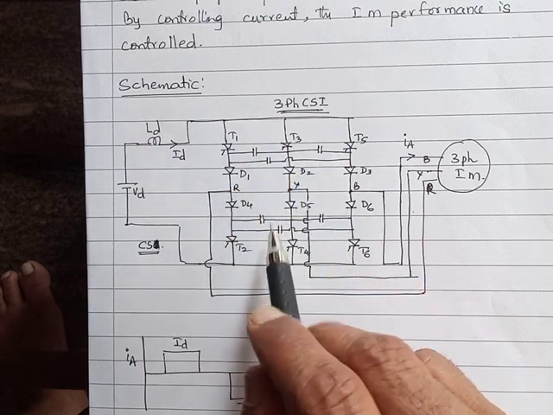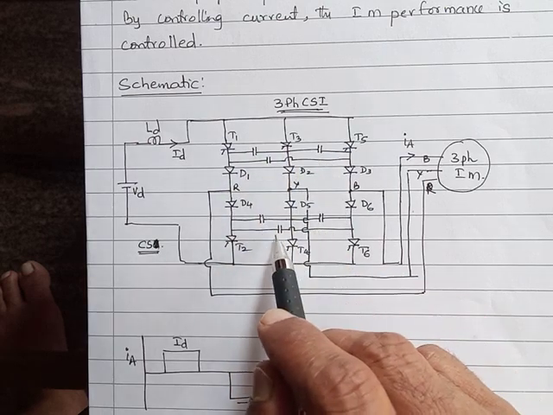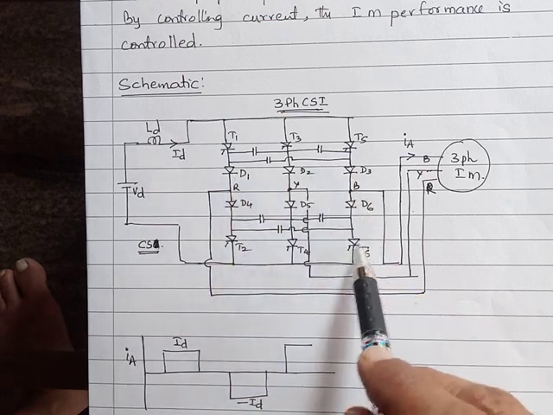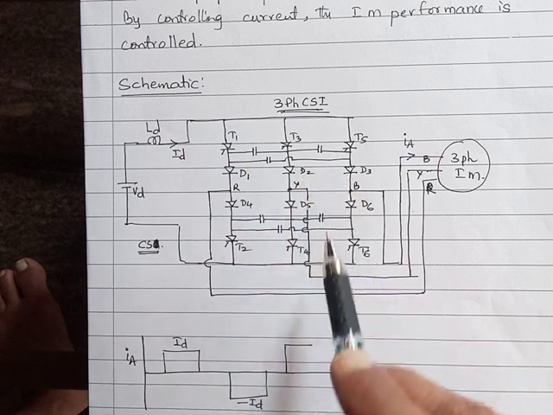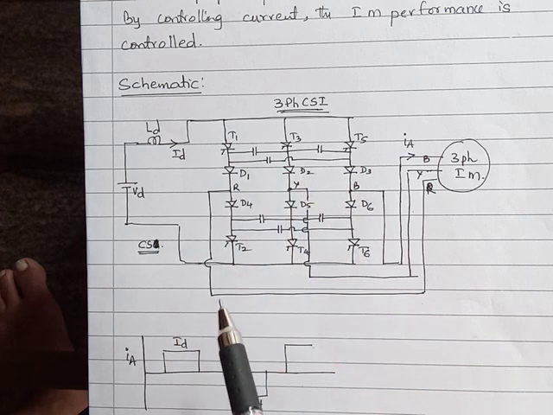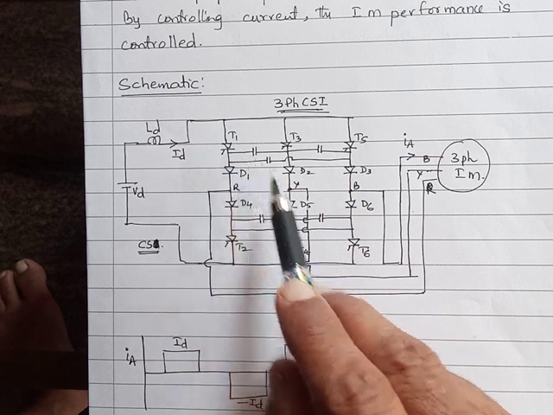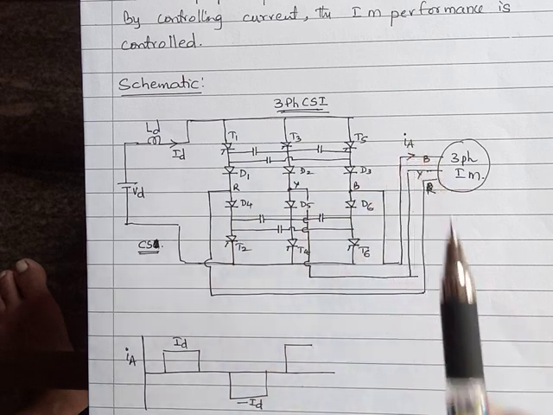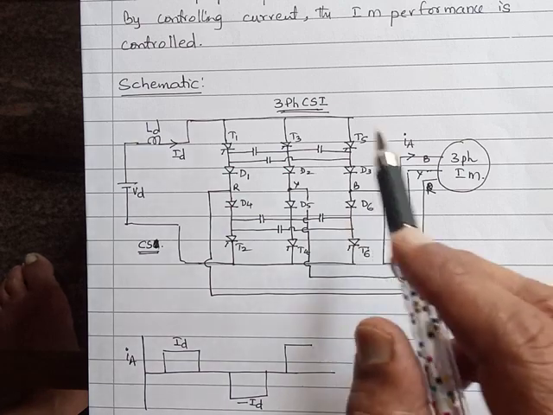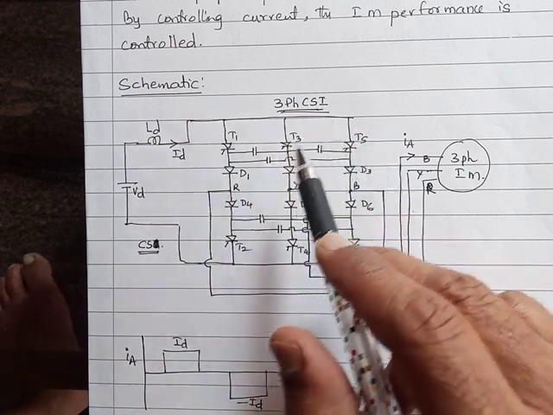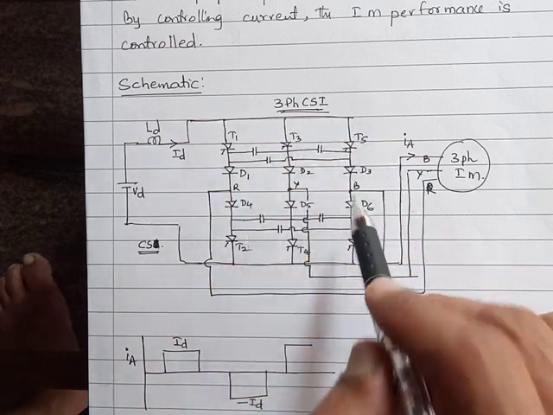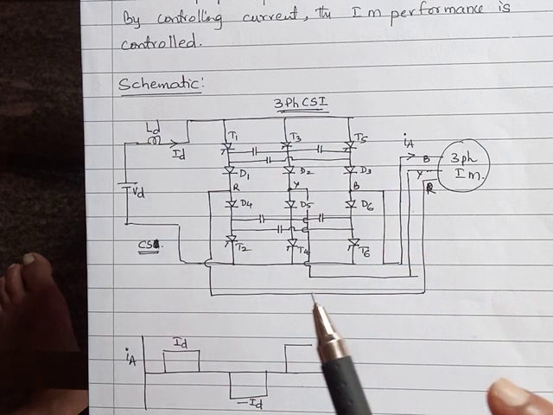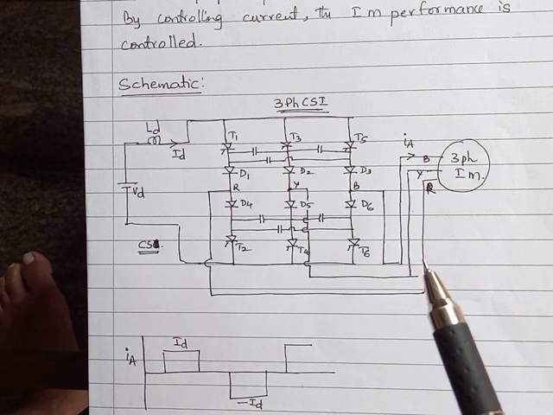Yes, this, and then 6 diodes, D1, D2, D3, D4, D5, D6. So the bridge, have a look again: 6 SCRs, 6 diodes, and 6 capacitors. That's how the bridge configuration is.